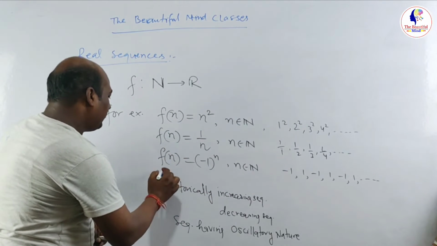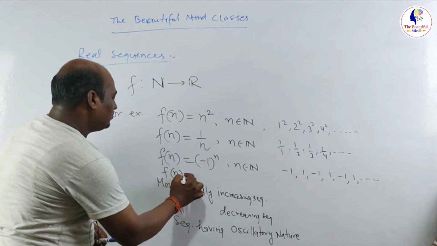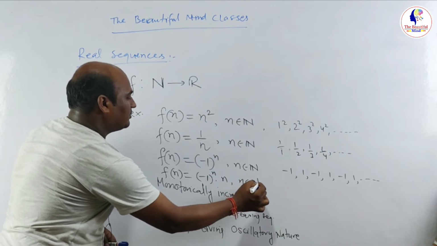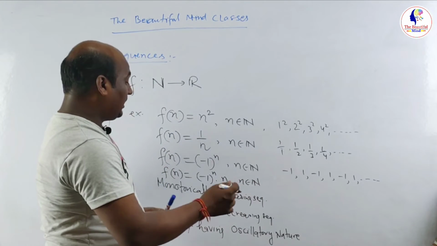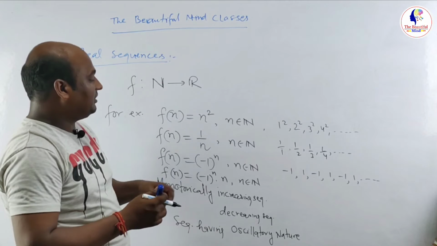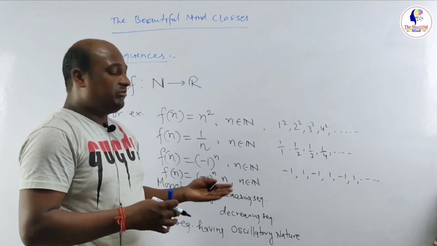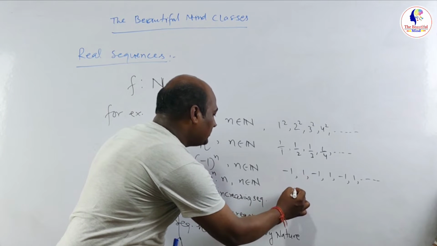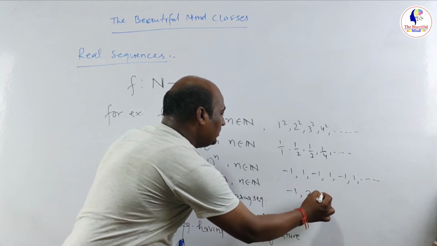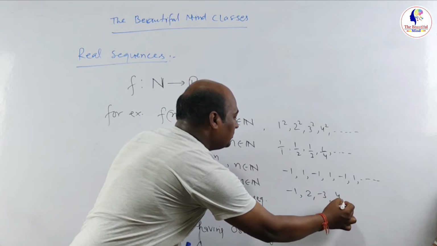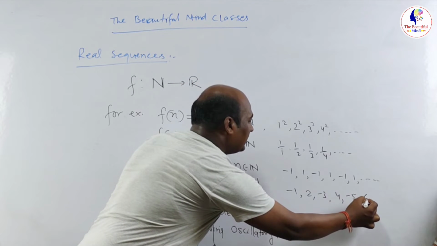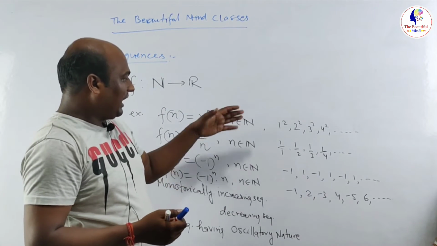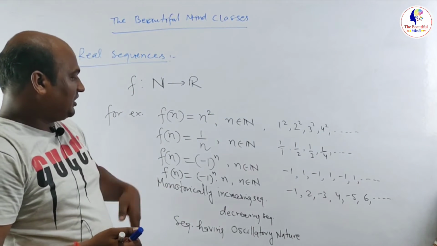And we have another sequence like f of n is equal to minus 1 raised to n into n, for n belonging to the set of natural numbers. This sequence is having oscillatory nature, but this is having infinite oscillation. We can see here this is minus 1, plus 2, minus 3, plus 4, minus 5, plus 6 and so on. So here we can see all types of sequences in the examples.